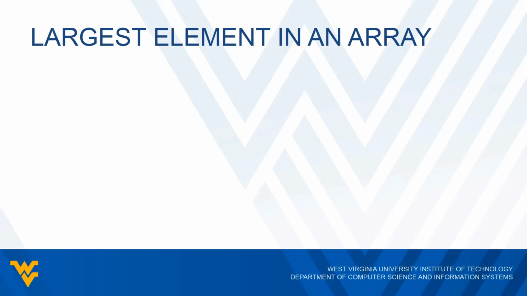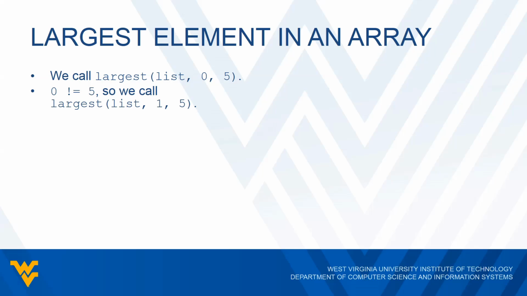Let's use our earlier example and see what happens when we call this method. So we call our largest method for the entire list. So our second argument is going to be 0, and our third argument is going to be 5. So that way we try to find the largest of the entire list. We find that 0 does not equal 5, so we have more than just 1 element in the list. So we're going to call largest again, but this time we're going to pass 1 as our lower bound.